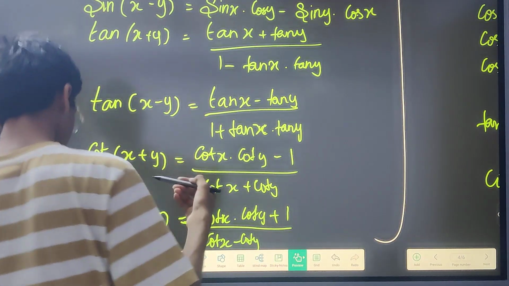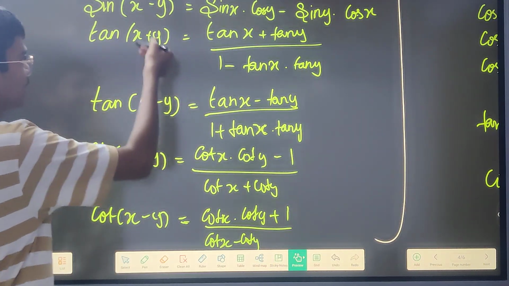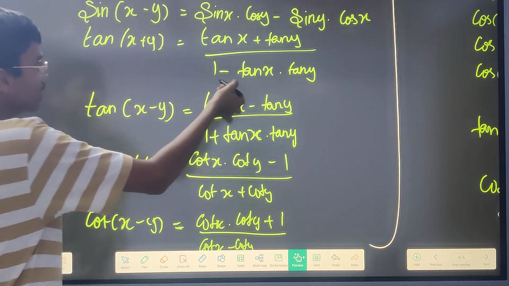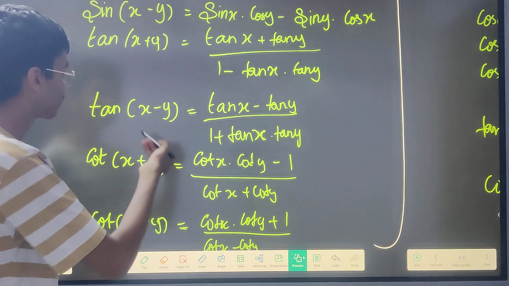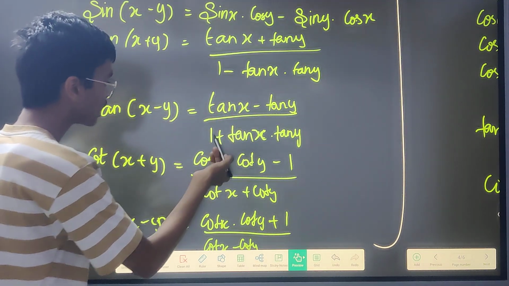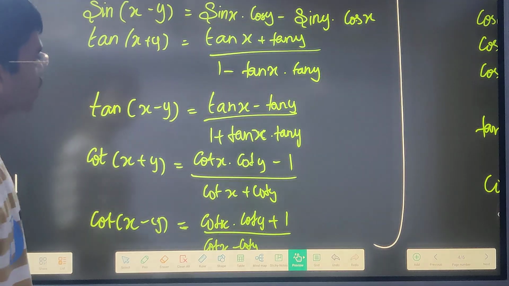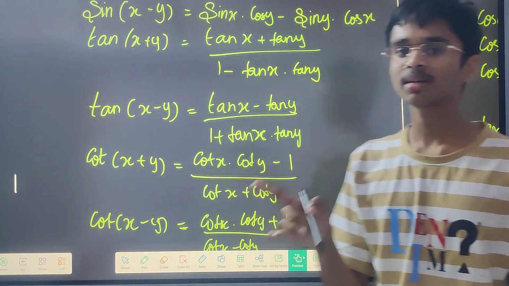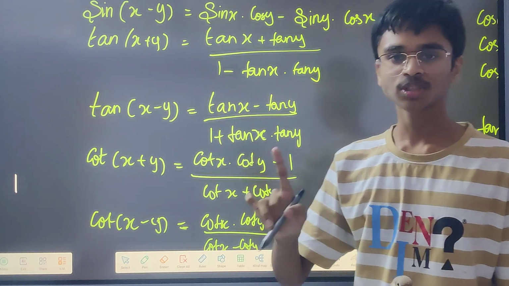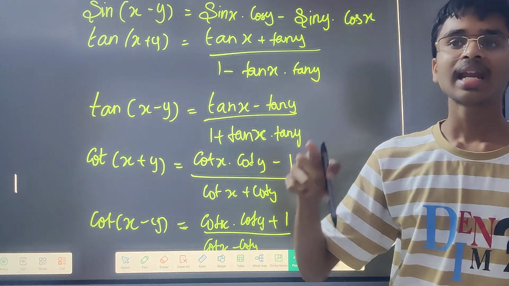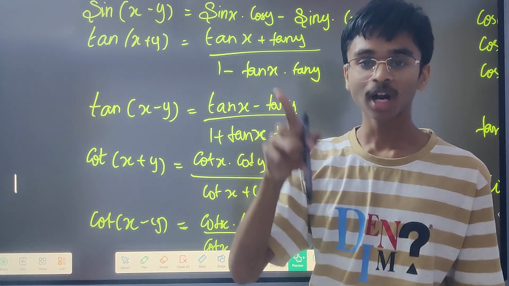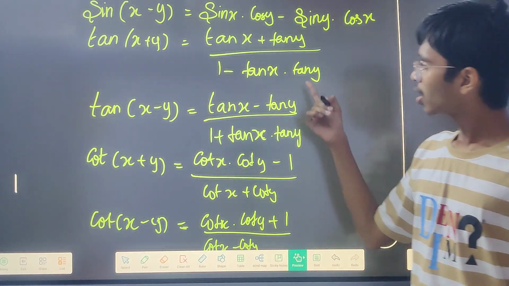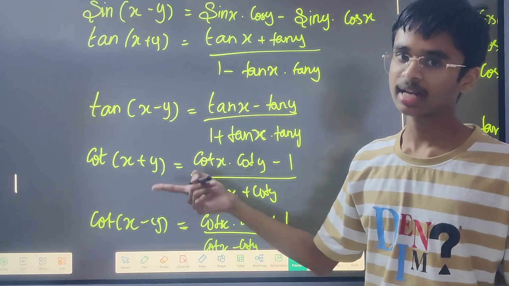Over here, in tan x plus y, if here plus is there, then automatically here also plus should be there. If here plus is there, then here minus should be there. If here negative is there, here also negative should be there, then here positive should be there. And this negative sign belongs to tan x and tan y. Note this one point, a lot of people make mistakes in this negative sign only. Do not put tan x tan y minus 1. That's wrong. You have to put 1 minus tan x tan y, because this minus sign belongs to tan x tan y. Always make sure that you put this negative sign before tan x tan y only.